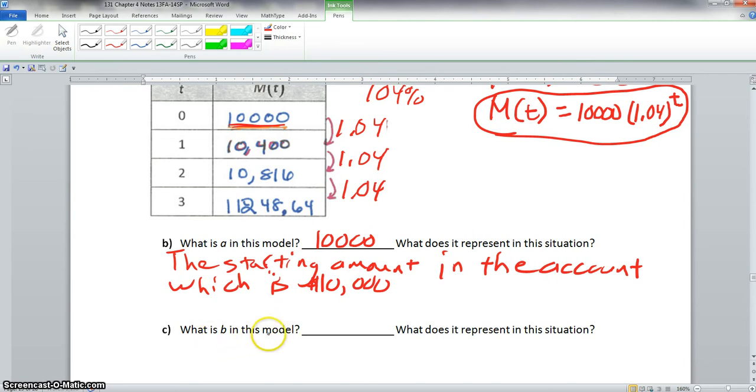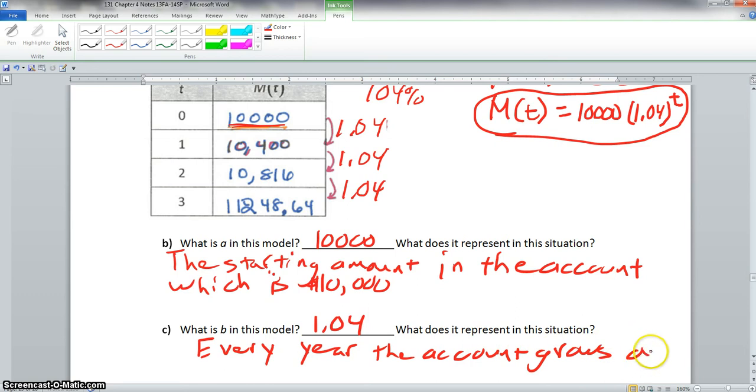Now it says, what is B in this model? We know that's 1.04 because that's our base, our multiplier. What does it represent in this situation? It represents that every year the account grows by 4%.